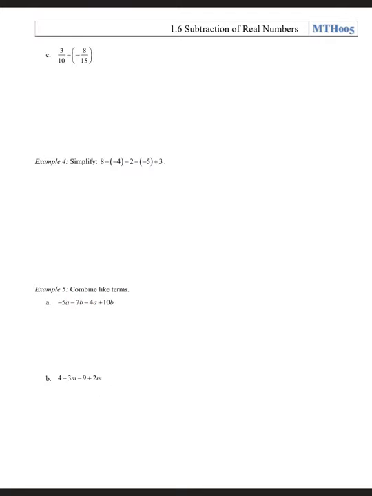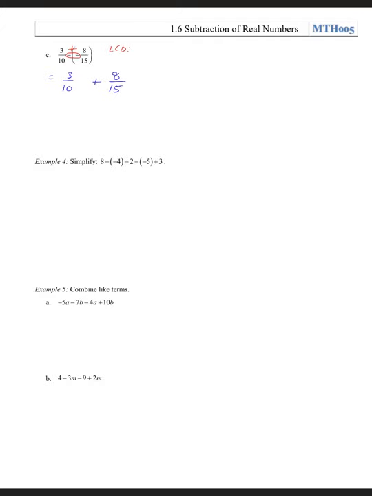Okay, letter C. Again, we have minus a negative here. So minus a negative just becomes a plus. So we are just adding these fractions. We can rewrite this as 3/10 plus 8/15. Now, in order to add fractions, we need to think back a couple sections. You must have a common denominator. A least common denominator will help.